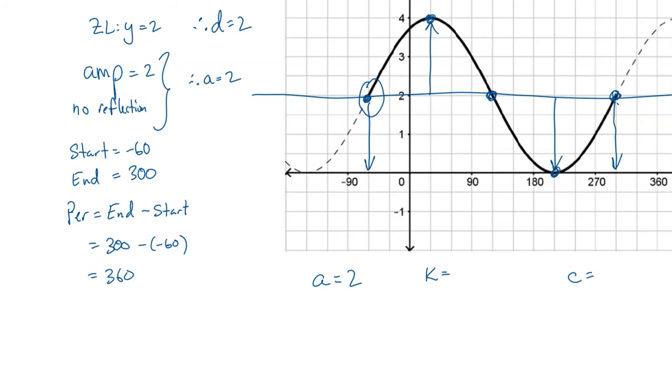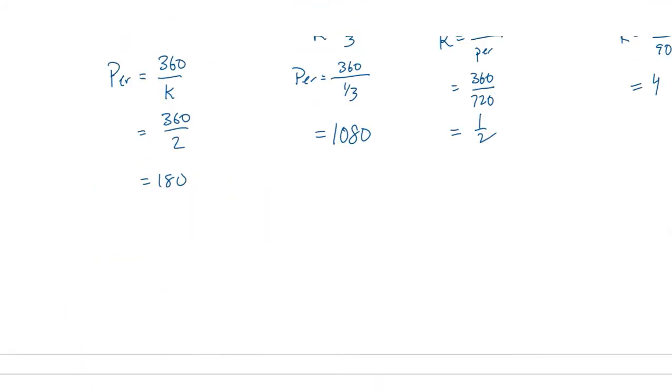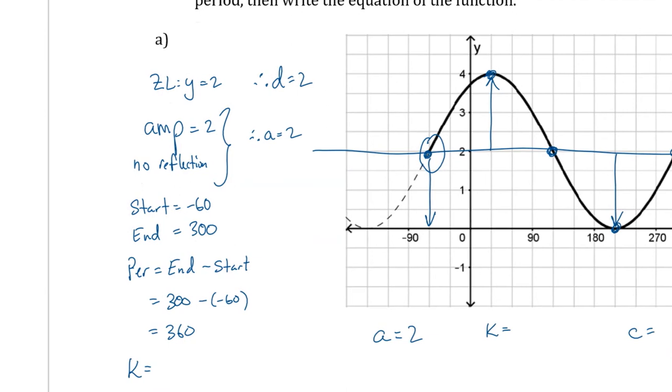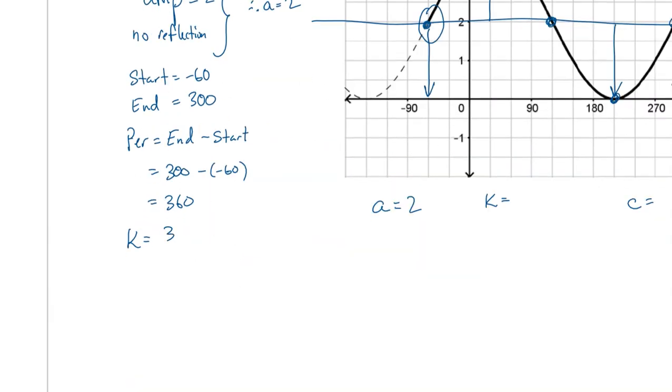Still has a K value. How do I find the K value? Very good. That's right, 360 divided by the period. 360 divided by the period. What's 360 divided by 360? 1. So my k value in this case is 1, which is why it's always been 1, and we've just been ignoring it when we were graphing.